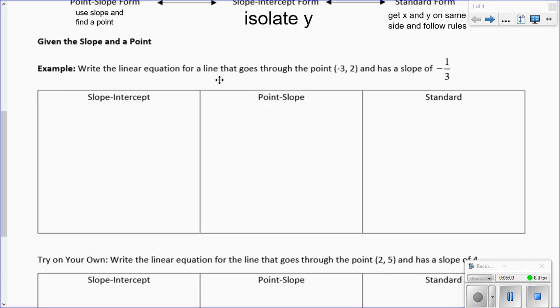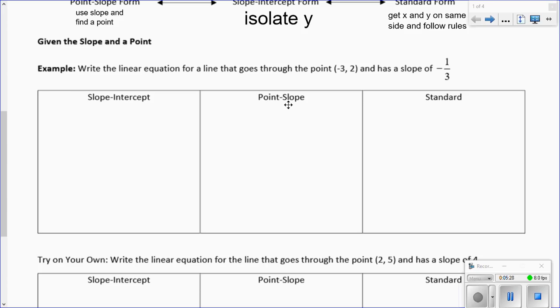Now, they didn't specifically ask for which equation. So if that was on a test, you could write it in any of these three equations. It's whichever one's easiest for you. However, since we're practicing, we're actually going to write all three out, okay? Since we were given a point and a slope, the easiest one to do would probably be point slope, because it's in the title, okay? So we're going to start with that.